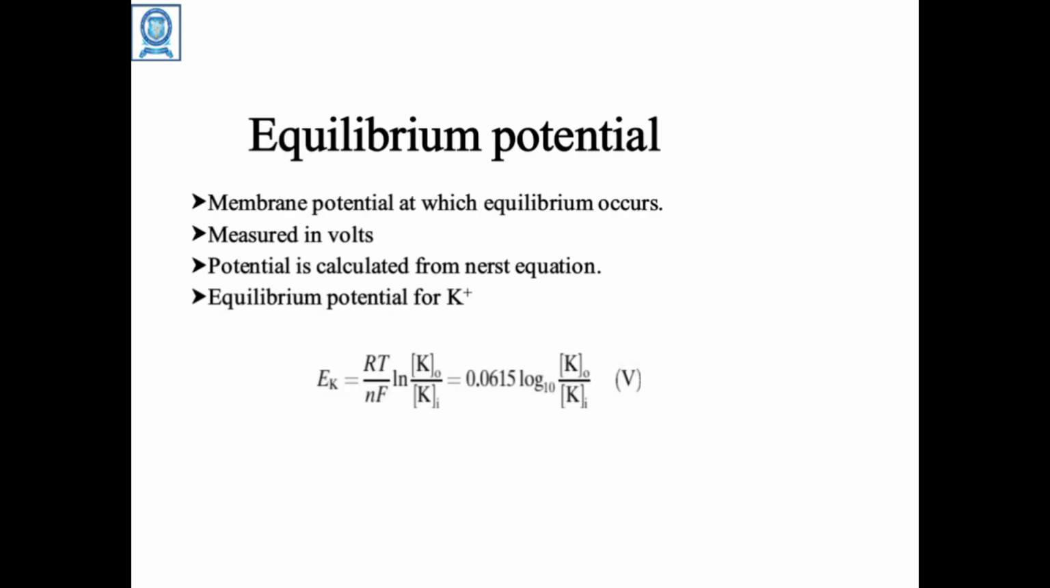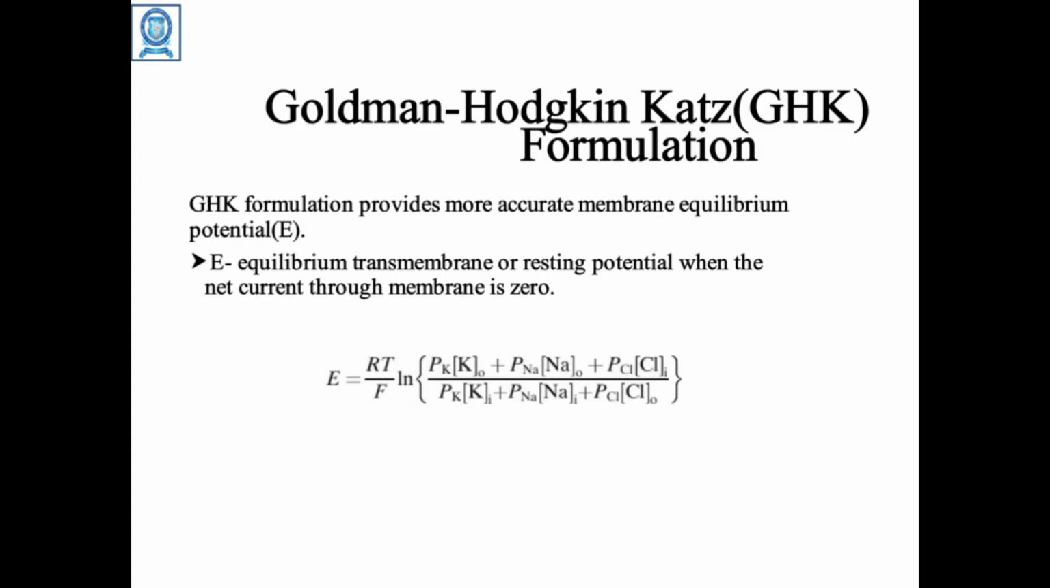Equilibrium potential is the membrane potential at which equilibrium occurs, measured in volts. The potential is calculated from the Nernst equation, equilibrium potential for K plus. The Goldman-Hodgkin-Katz formulation, GHK, provides a more accurate membrane equilibrium potential. E is the equilibrium potential, the resting potential when the net current through the membrane is zero.